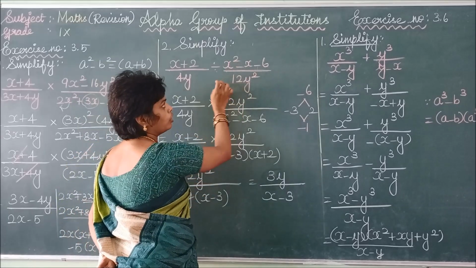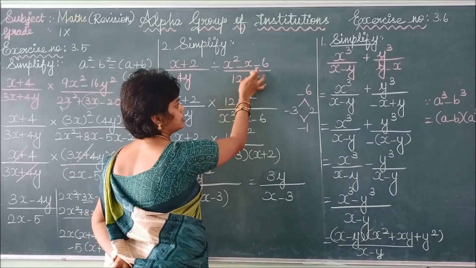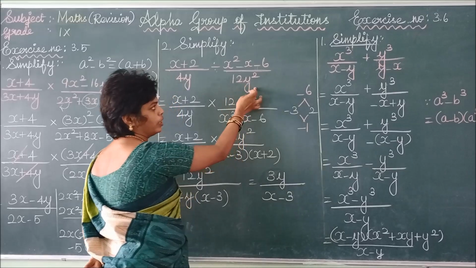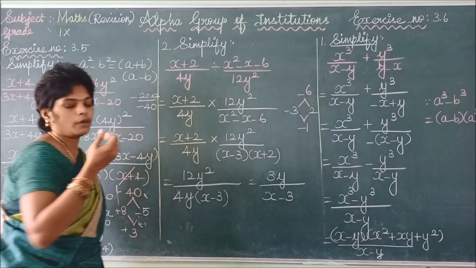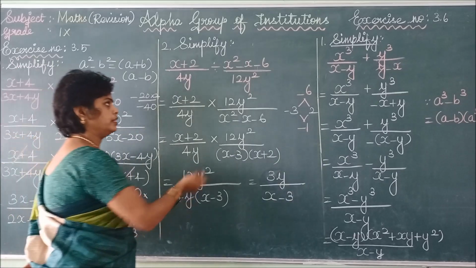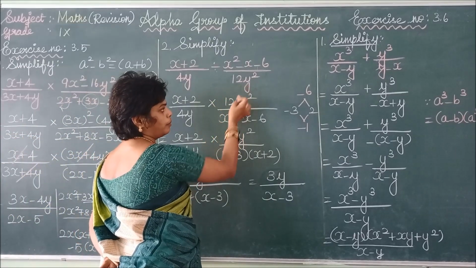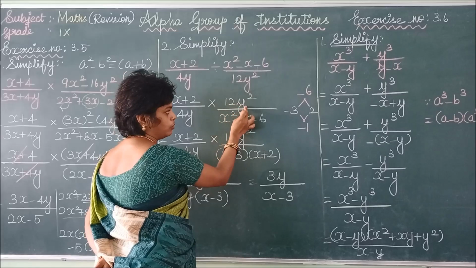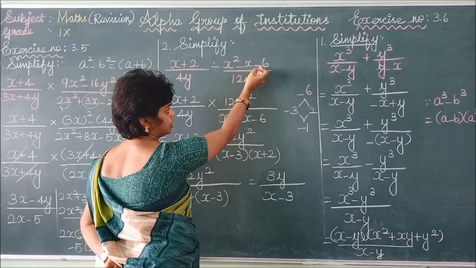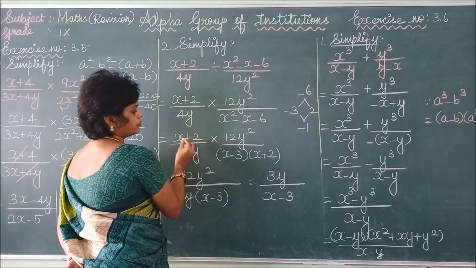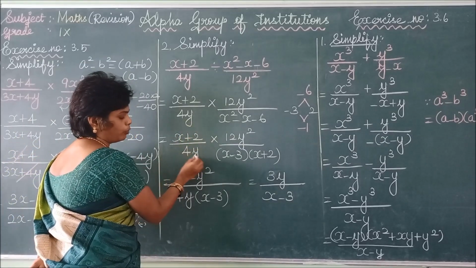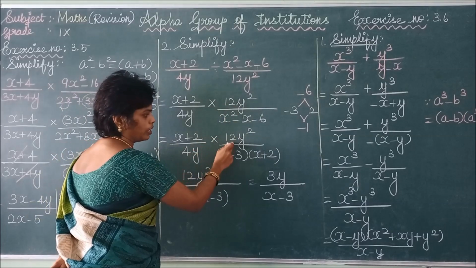So what is the reciprocal of x squared minus x minus 6 divided by 12y squared? A reciprocal means the numerator goes to the denominator and the denominator comes as the numerator. So 12y squared, the denominator, goes into the numerator. This x squared minus x minus 6 comes into the denominator. So x plus 2 divided by 4y can be written as it is, times this 12y squared.